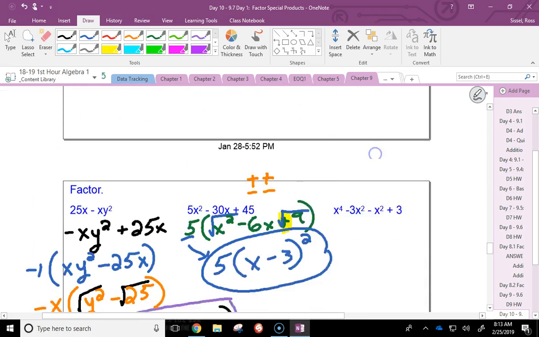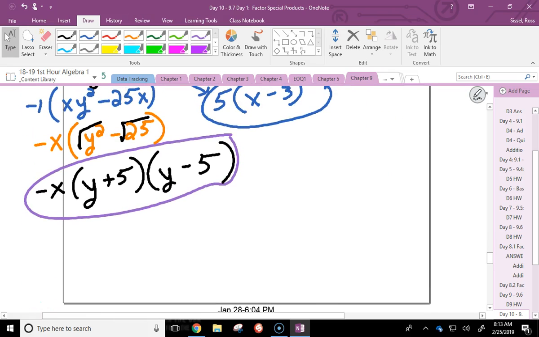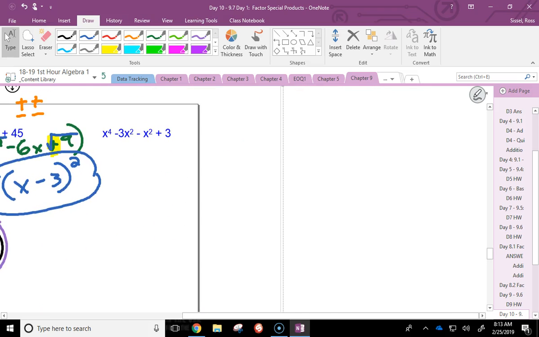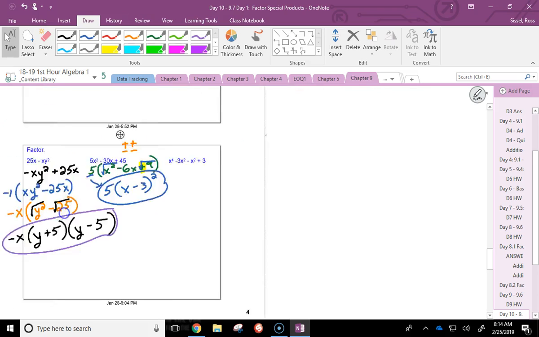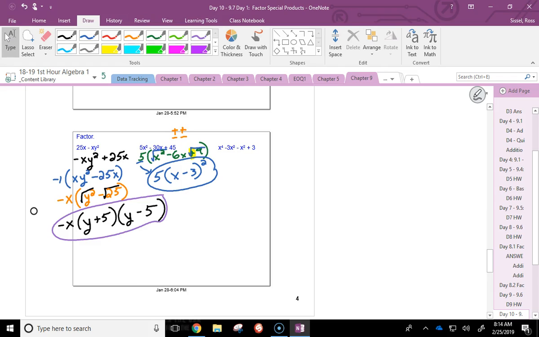So if it's a negative, think about that word. Difference, which means subtraction, of two squares. I can square, I can square. So difference of two squares means difference of two squares. Okay? The one that we just did with the 5, that one's different.